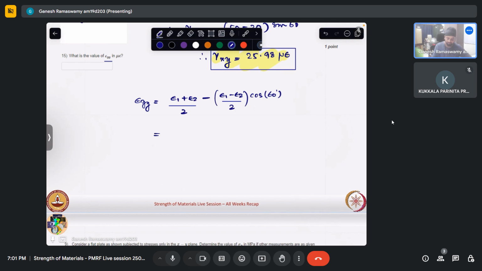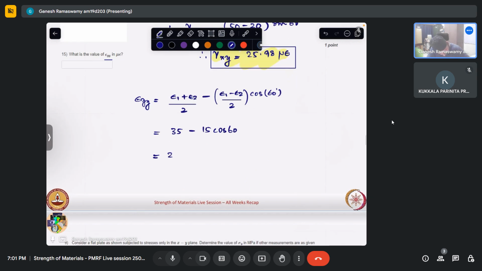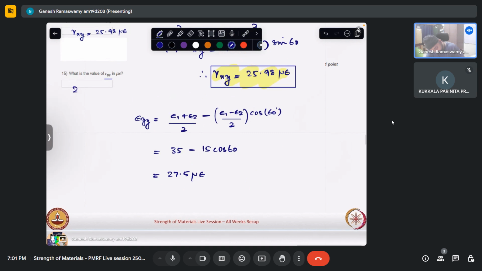So this is nothing but (50 plus 20)/2, 35, minus (50 minus 20)/2, 15, into cos 60 degrees, which is 35 minus 15 into cos 60, which comes out to be 27.5 microstrain. So I hope that is clear.